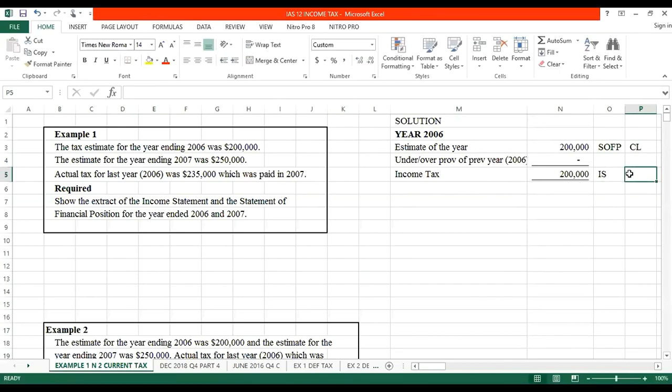This is, of course, what goes to the income statement. You subtract it from the profit, you get profit before tax, and then you less what? This amount. You less this amount as an expense. So profit before tax, you less the income tax.